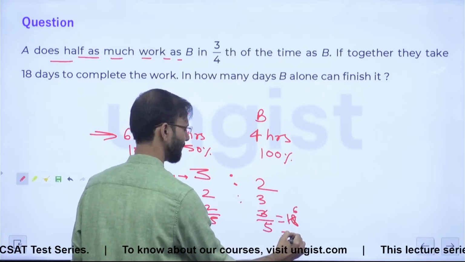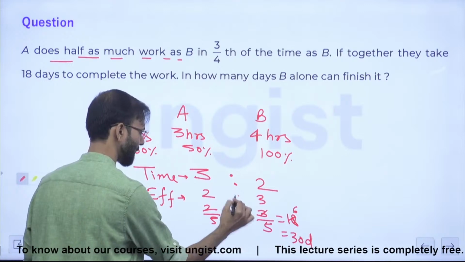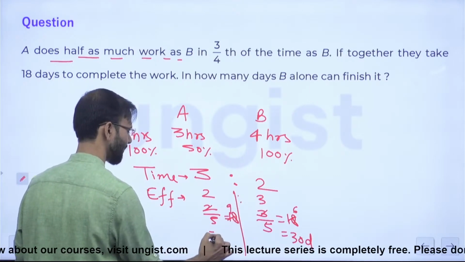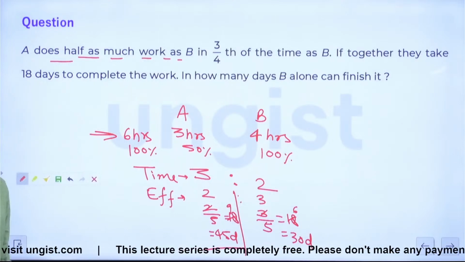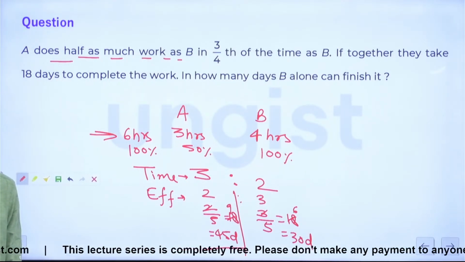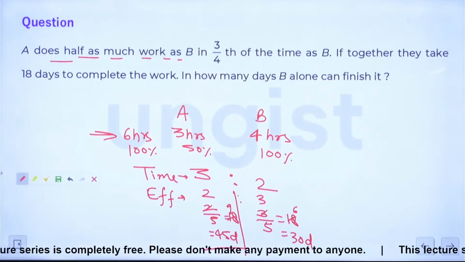So this is 30 and this is 45. Right, everybody? Correct? Okay, good. Very good.